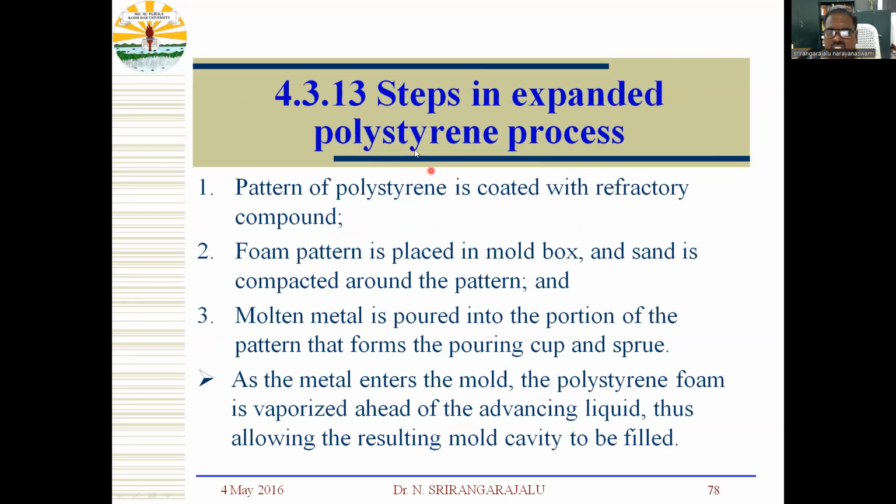The steps in the expanded polystyrene process: the pattern of polystyrene is coated with a refractory compound, the foam pattern is placed in the mold box, and sand is compacted around the pattern. Molten metal is poured into the portion of the pattern that forms the pouring cup and sprue. As the metal enters the mold, the polystyrene foam is vaporized ahead of the advancing liquid, thus allowing the resulting mold cavity to be filled.